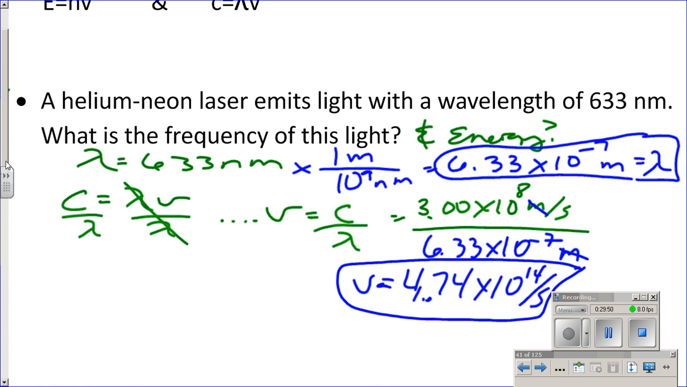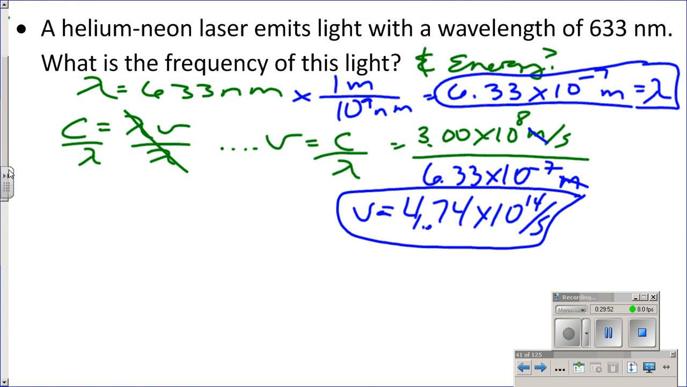Okay, so if I want you to now expand this question and find me the energy, what would you do? Energy. What comes to mind? Take the Planck's one, right? So what's the formula? Energy equals Planck's constant times the frequency.